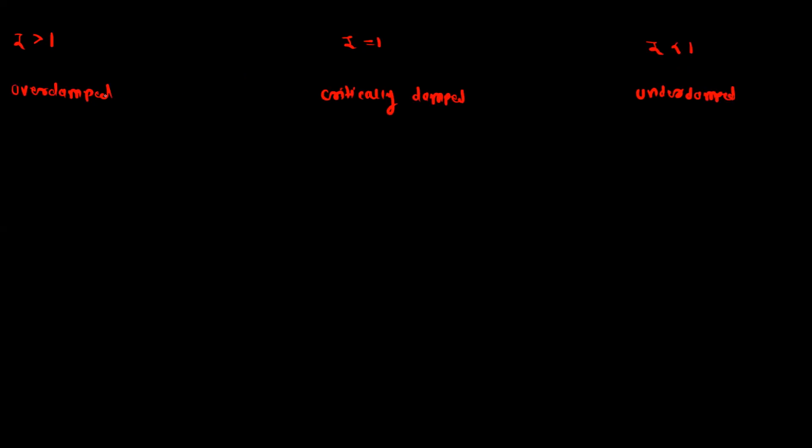Now, in order to study the effect of this zeta parameter, whether it is greater than 1, equal to 1, or less than 1, we should find out the graph of the system. And by observing that graph, we can study the behavior of the system. In order to plot the graph, there are two methods. One is the experimental, and second is the theoretical approach. That is mathematical modeling.